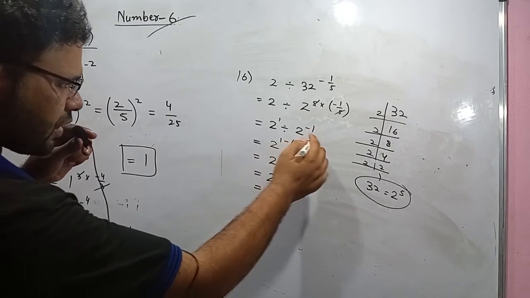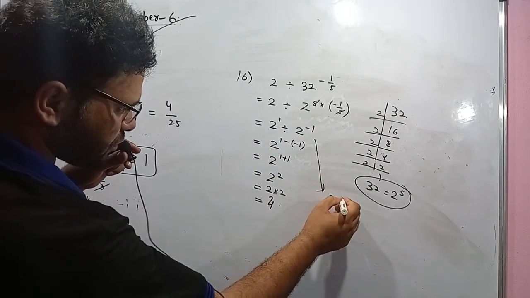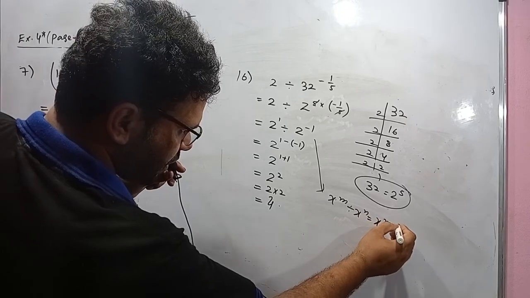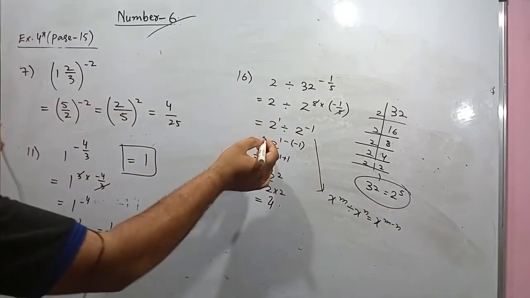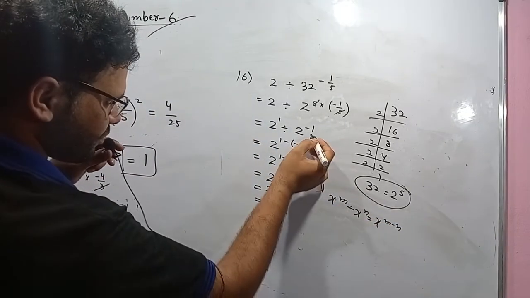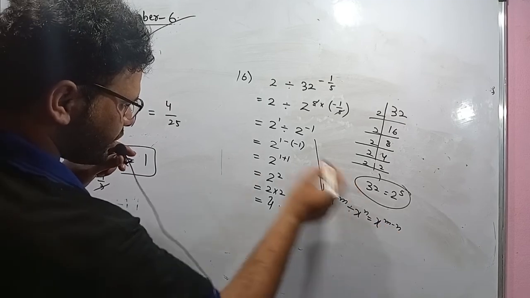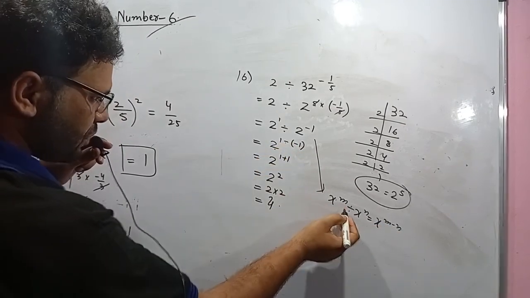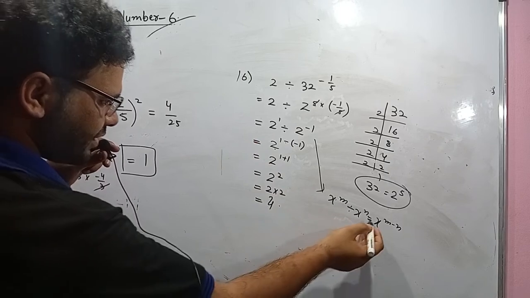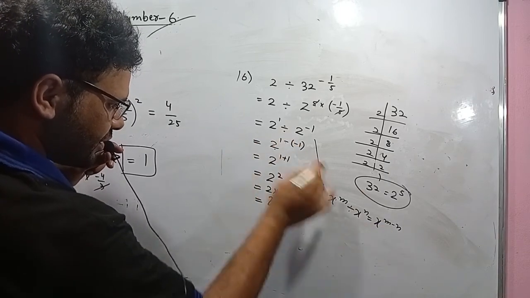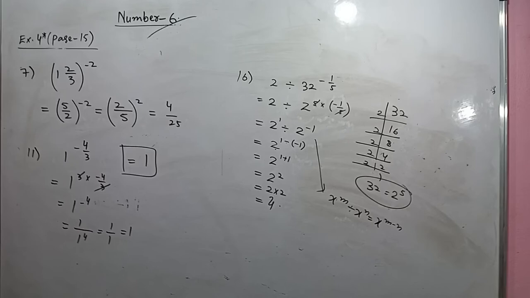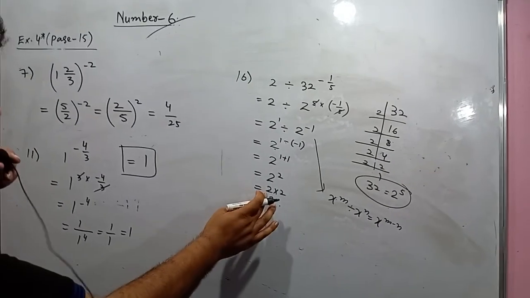You should understand here what we used. x power m divided by x power n is equal to x power m minus n. Here m is what? 1, and n is what? Minus 1. Then this minus we are writing here. In place of x there is 2, in place of m there is 1, then this minus we are writing here, then in place of n we are writing this minus 1. Then we are solving this. This is the 4 here.